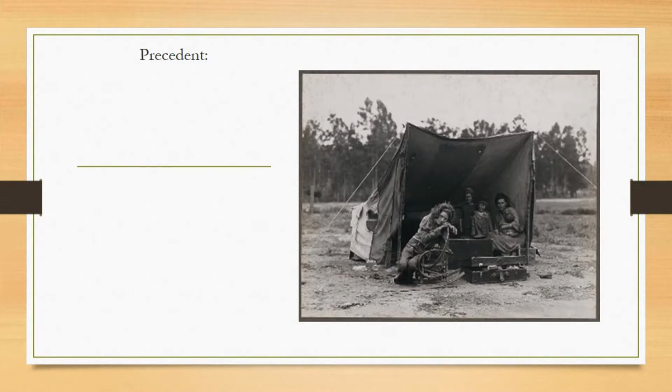The next thing to think about when analyzing an image is precedent. What came before this photo that caused the actions happening in this photo? And we know that the precedent in this case was the Dust Bowl, which happened during the Great Depression and World War II. Now, these effects caused hunger.